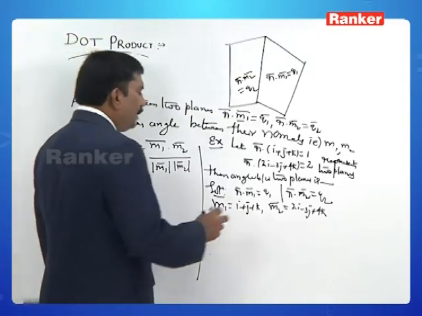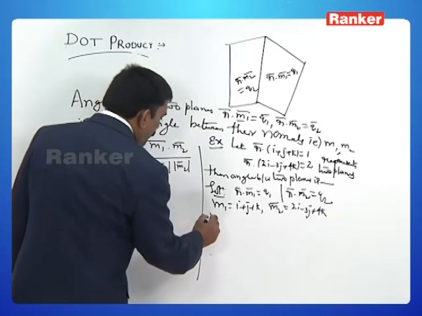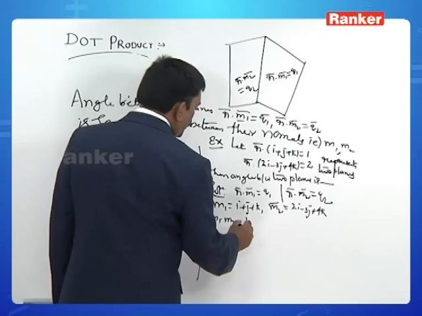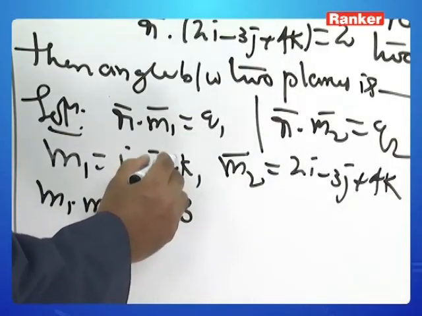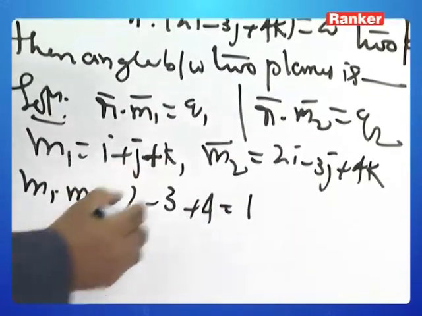So therefore, now coming to this one, it is 4k. Now let us see what is m1 bar dot m2 bar. First you find out: now this becomes 2 minus 3 plus 4. So therefore it's 2.